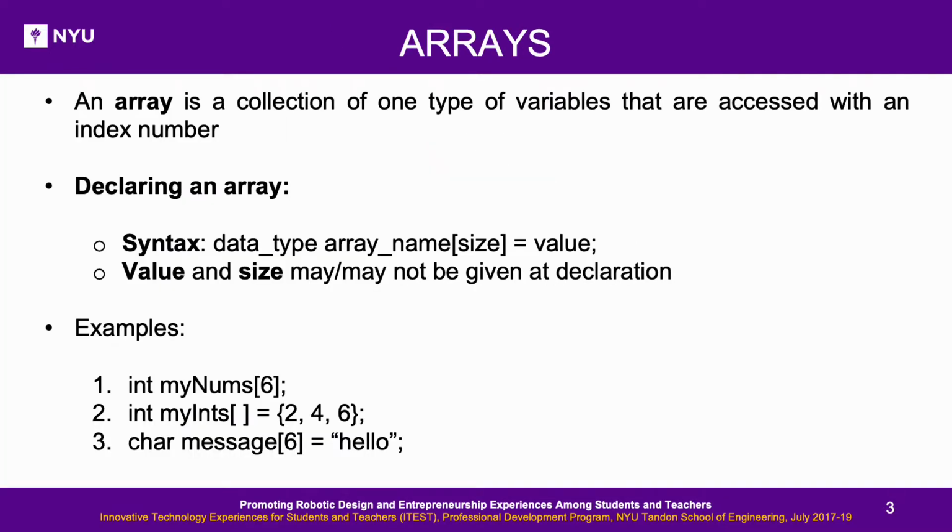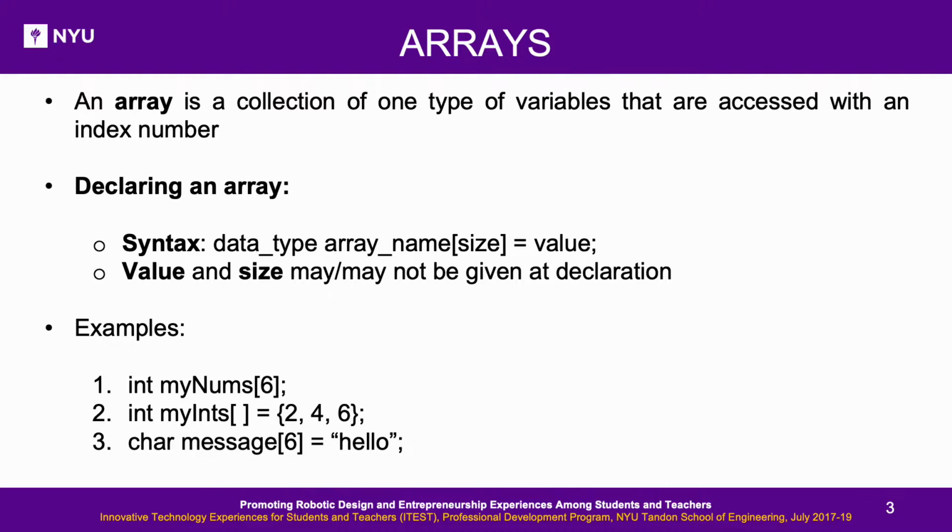An array is a collection of variables of one type that are accessed with an index number. Declaring an array. The syntax for declaring an array is data_type array_name[size] = {value}. Value and size may or may not be given at declaration.